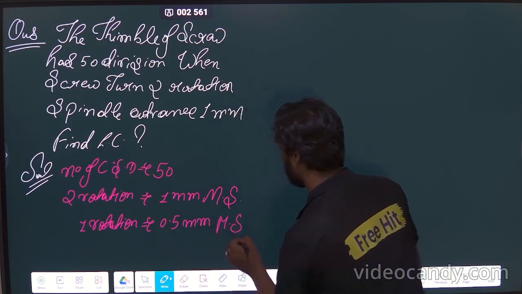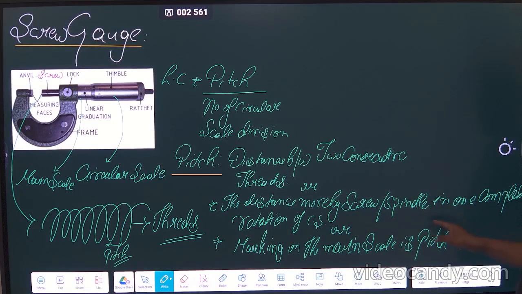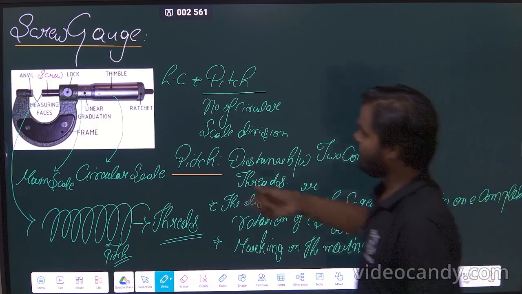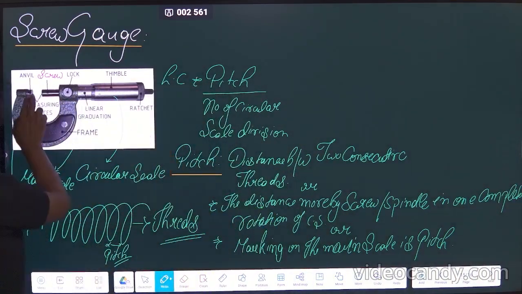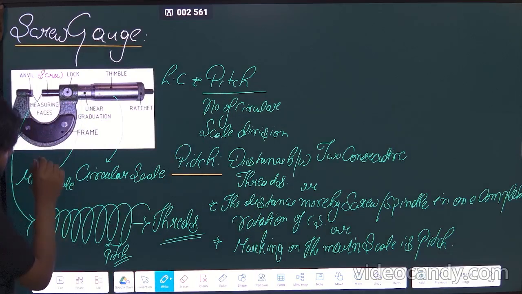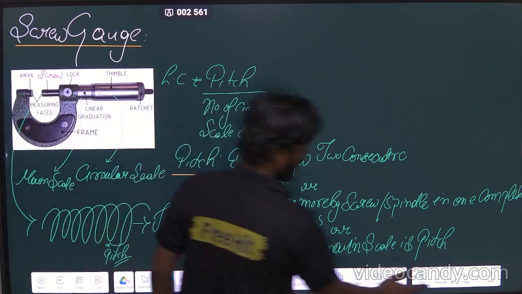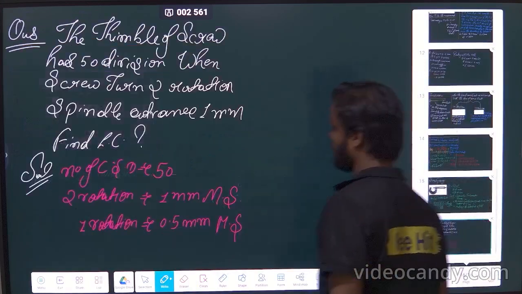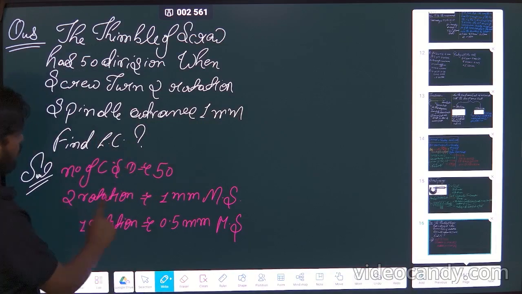It will move 0.5 mm on main scale. See, what is least count? Second definition: the distance moved by screw or spindle in one complete rotation of the circular scale. When we rotate the circular scale 1 time, the distance moved in one complete rotation is only the pitch. Here, we have moved 2 rotations and the distance covered is 1 mm. So for 1 rotation, the distance covered is 0.5 mm.